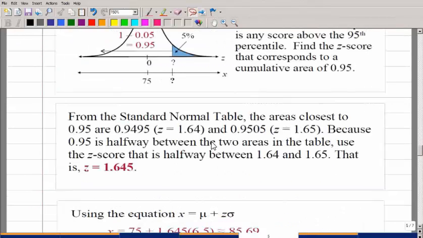And this is one of those ones where it fits right between the two. They'll actually use 1.645 because it's right between. It's like the average of 1.64 and 1.65. Add them together, divide by 2, it's 1.645.